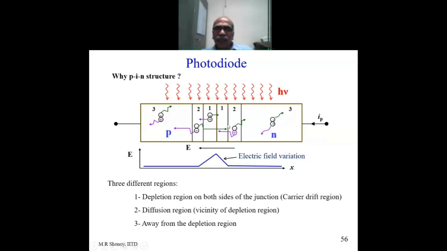The light which is incident far away from the junction does not see any electric field. And therefore, the electron-hole pairs which are created are not being drifted by any field. And therefore, they could be loitering around and may recombine without contributing to the current in the external circuit. And that means only the region close to the junction is important from the point of view of photocurrent generation. But this region is just 1 to 2 micrometer wide. And how to increase this region?